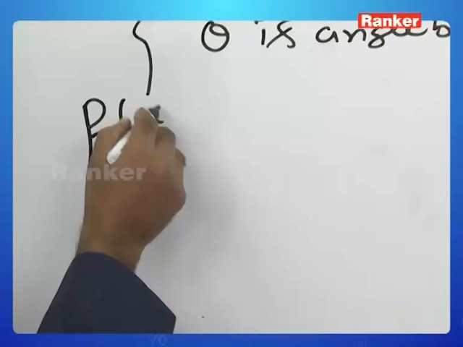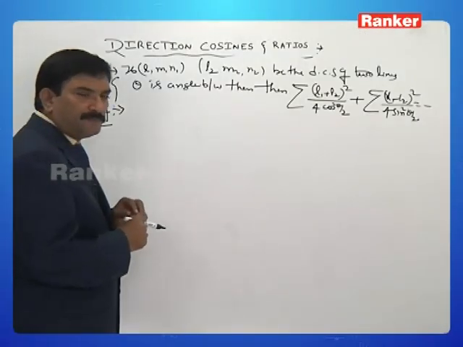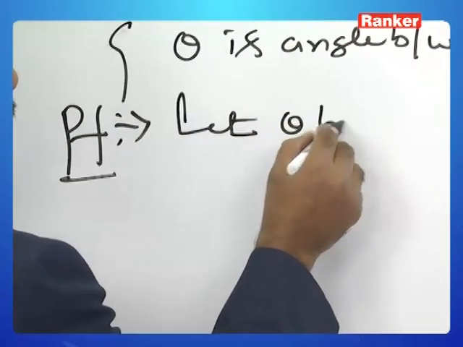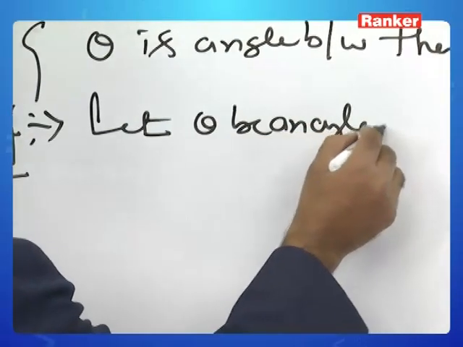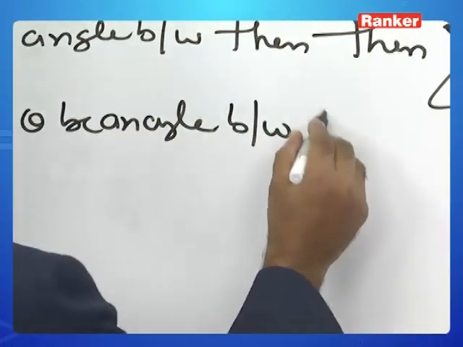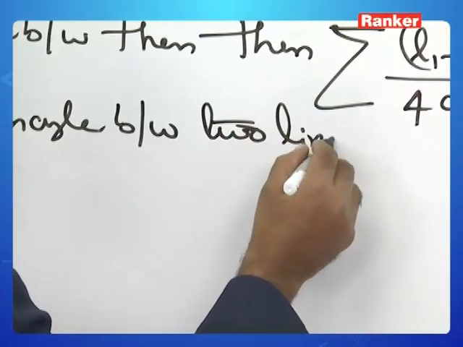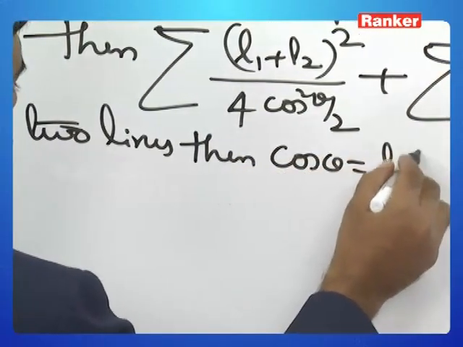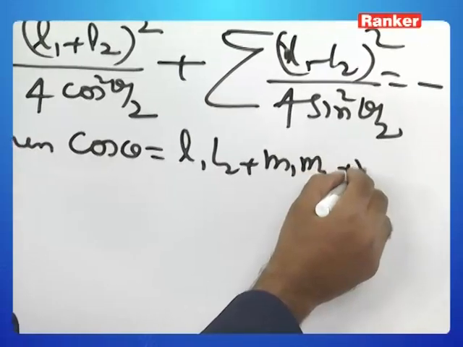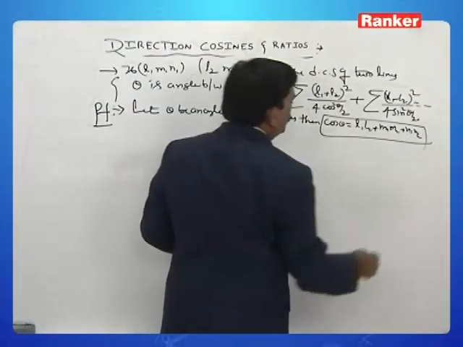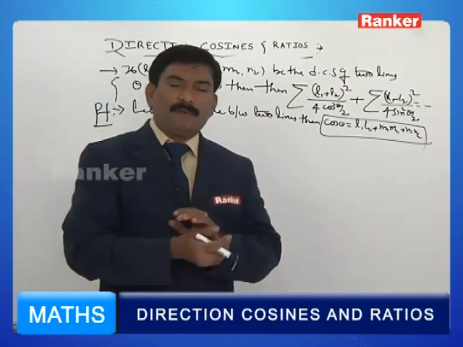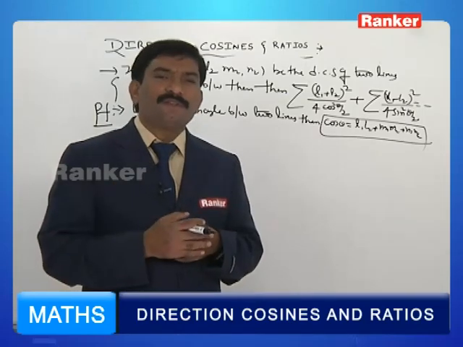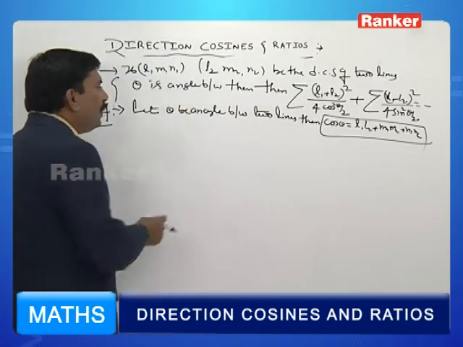The proof of this one is very simple. Now let theta be an angle between two lines. Then cos theta is equal to L1 L2 plus M1 M2 plus N1 N2. Wherever you come across L1 L2 plus M1 M2 plus N1 N2, you are liable to write it as what? Cos theta.